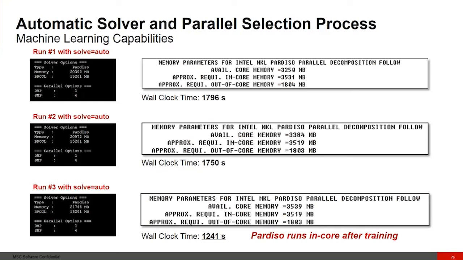This is an example that we tested. At first, the available core memory was about 3,250 megabytes, but this was not enough, so Pardiso ran out of core, and the wall time was about 1,796 seconds. Then the second run, based on machine learning, it learned more and tried to understand better. So you can see here we're a little bit closer, so we get a little bit of performance gain, but still we're not running in core. And the third run, as it progressed, tried to use more memory, and it tried to run Pardiso in core after the training, and you can see that this is when we got the best performance.